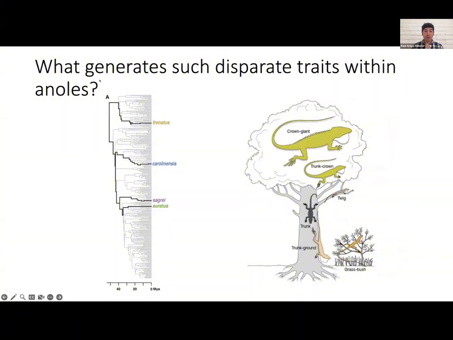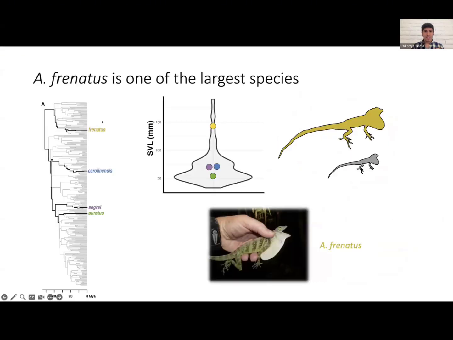And for that, we focus on studying four species in anoles, of which some of them have unique traits. So for instance, Anolis frenatus, this species here in this photo, is one of the largest species. And this graph is showing the distribution of body sizes across anoles. And you can see here in yellow that this is one of the largest species. And also you can see in this figure that it is a very chunky lizard. And again, it is large compared to other lizards, not large compared to an alligator. But it's big compared to the other anoles.